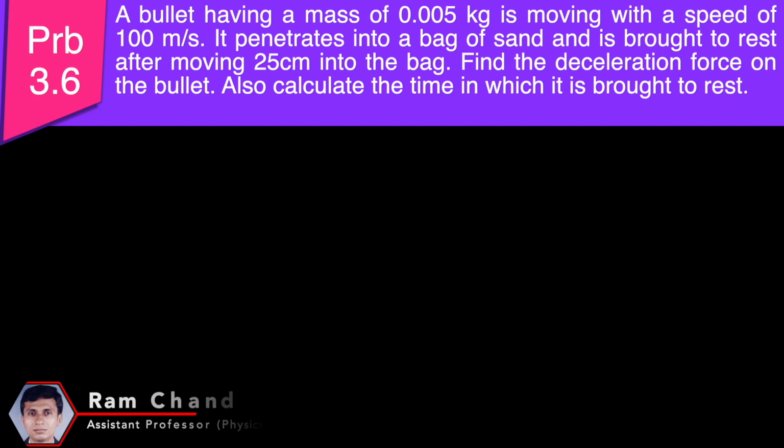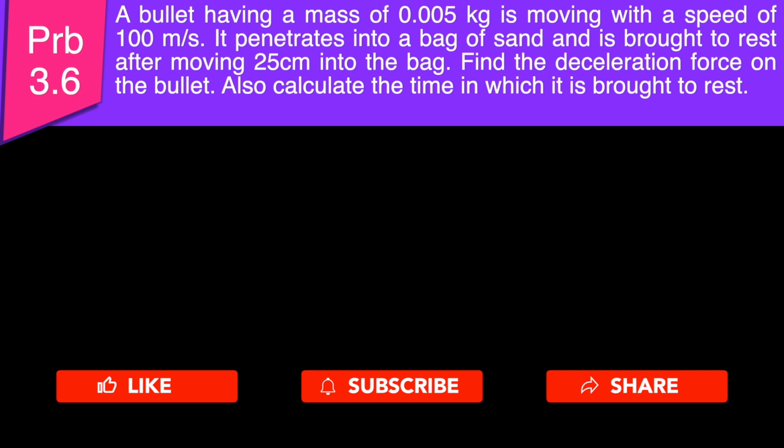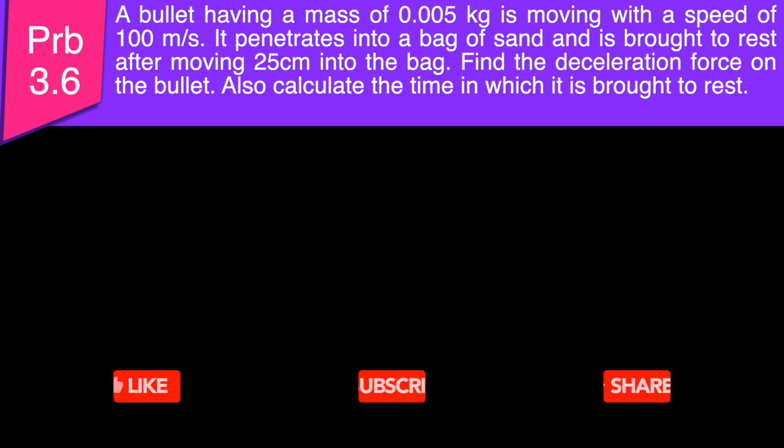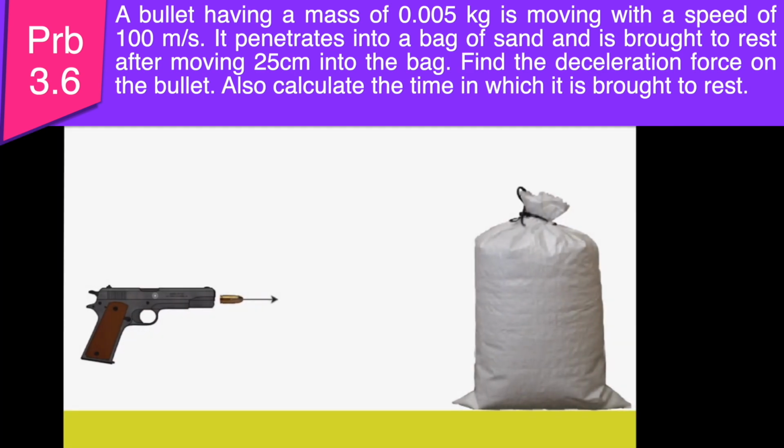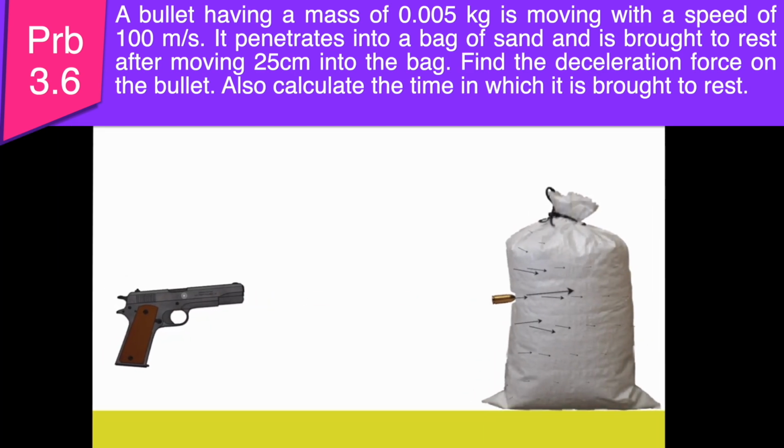So in this problem, we have to find the force on the bullet, which is going to stop the bullet when it penetrates into the sand. Let us see the animation. So here is this bullet that is going to hit the bag and penetrates into this bag of sand. Let us suppose the initial velocity of the bullet is vi when it hits the bag.